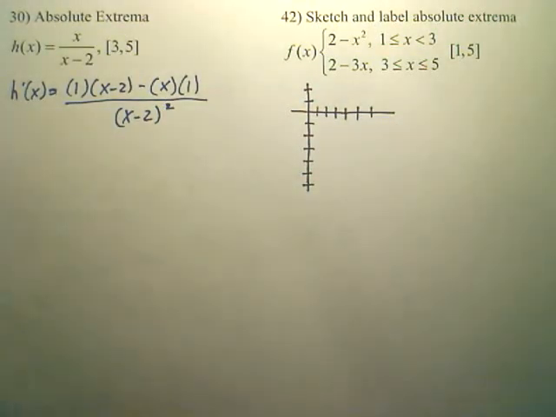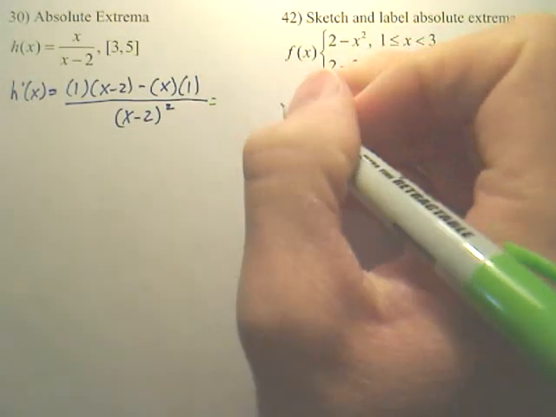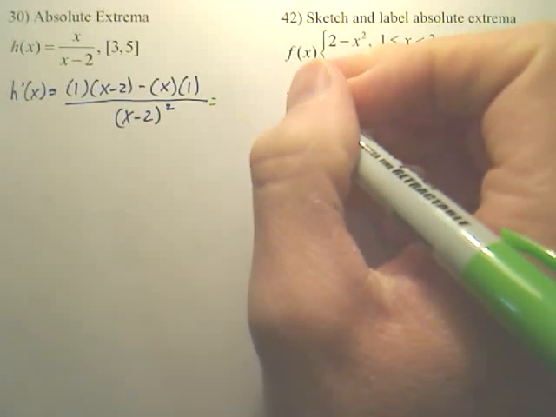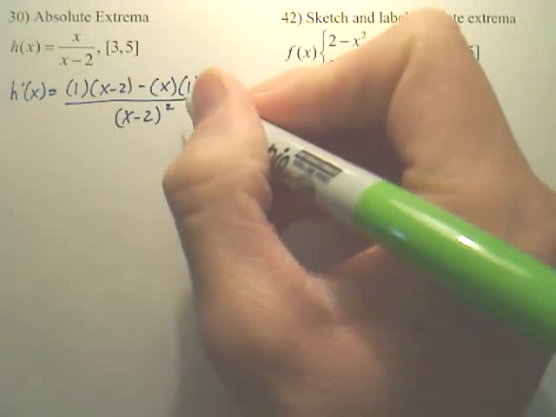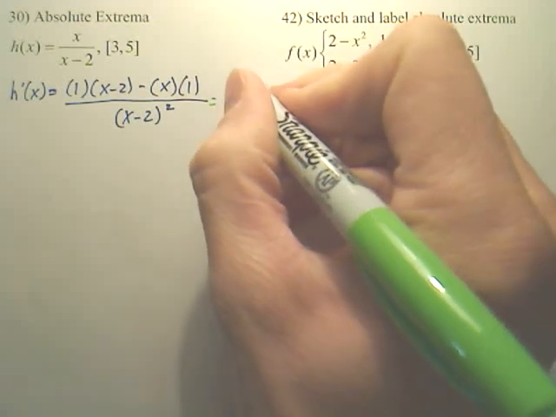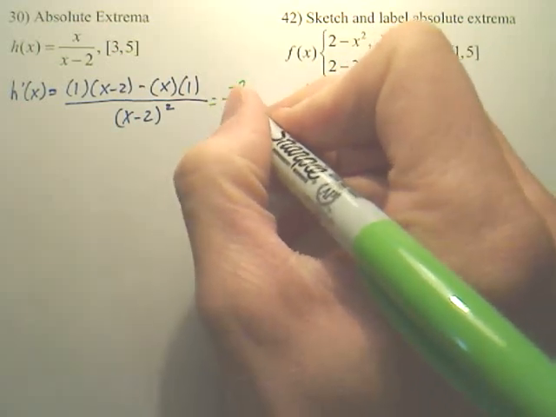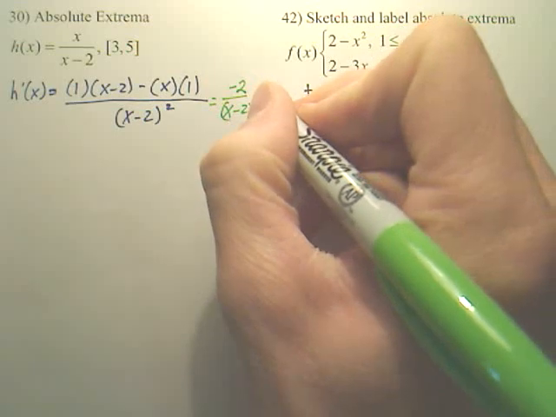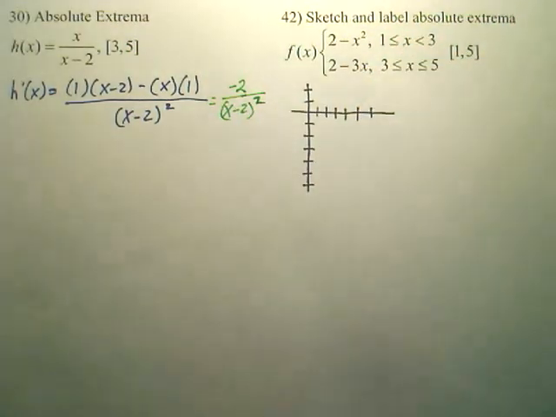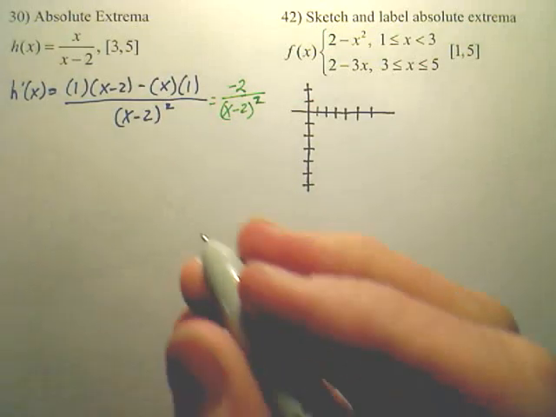From there, just simplify the top. Well, it looks like we got the x to cancel with the x, leaving simply negative 2 over x minus 2 squared. So that's the top. So that's the derivative. And then what we do is set the derivative equal to 0.